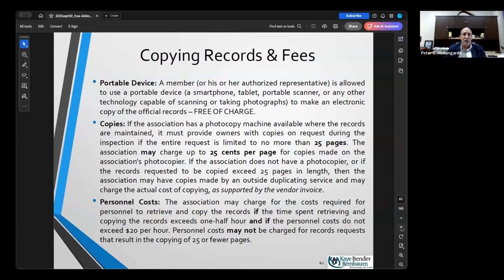What about personnel costs, to use your people? The association may charge for the costs required for personnel to retrieve and copy the records if the time spent retrieving and copying exceeds half an hour and the personnel costs do not exceed $20 per hour. You cannot charge personnel costs for record requests that result in copying of 25 or fewer pages.